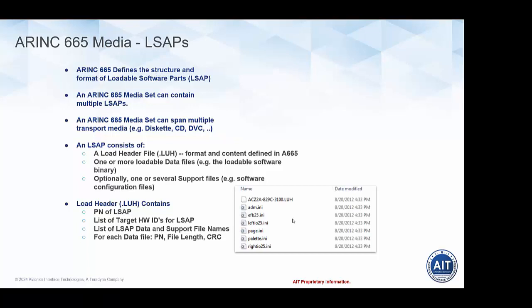So if you look at what a loadable software part would look like in a file folder, it would look something like this. So all these INI files would actually be the software part, and then this LUH file is what would be created by a 665 media creator, and it would basically contain the name of all these files, the lengths of them, and the CRC of them that was calculated over these when this header file was created.